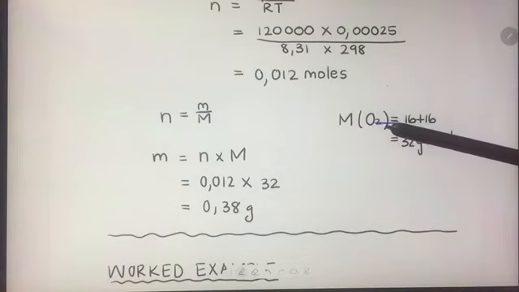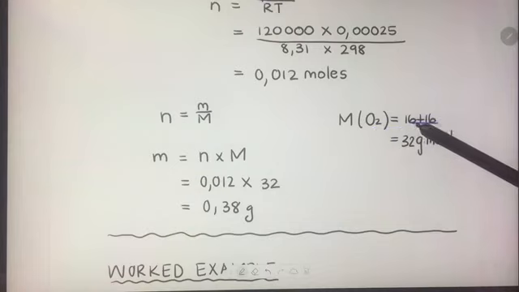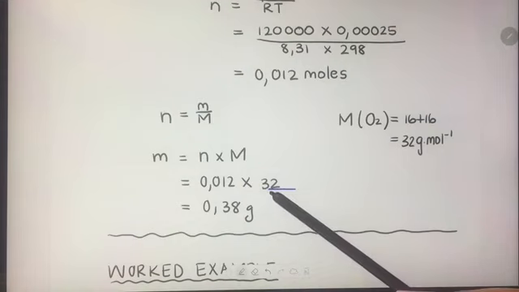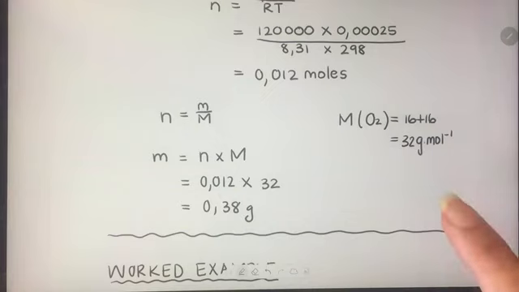And then the molar mass for oxygen gas, that's where I need my periodic table so that I can look up the mass. Oxygen has a mass of 16, but it's oxygen gas that we are talking about, which is diatomic, so it's actually O2. So it's 16 plus 16, which gives me a molar mass of 32 grams per mole, which I have substituted over there, and I get the answer 0.38, and mass, of course, is going to be in grams. So 0.38 grams is my final answer.